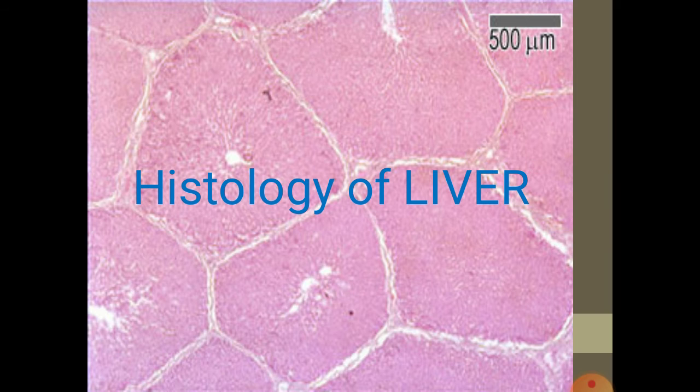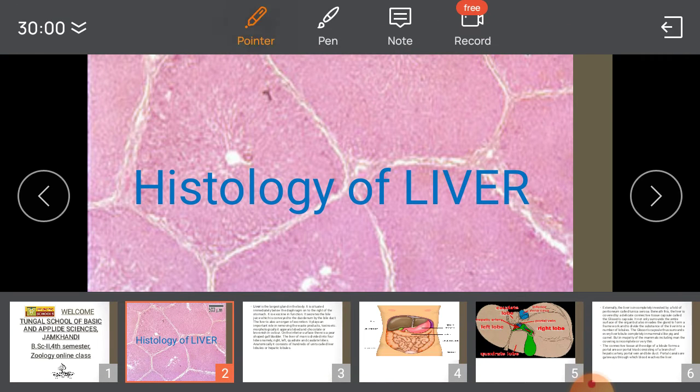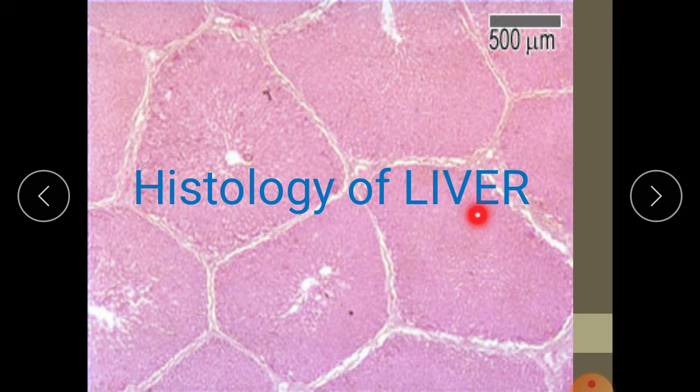So today I am going to discuss the histology of liver. In the earlier classes, we discussed different organs of the alimentary canal. Today I am going to discuss one of the important glands of the alimentary canal, the liver. So liver is essential for the digestion of fat that is there in our food.